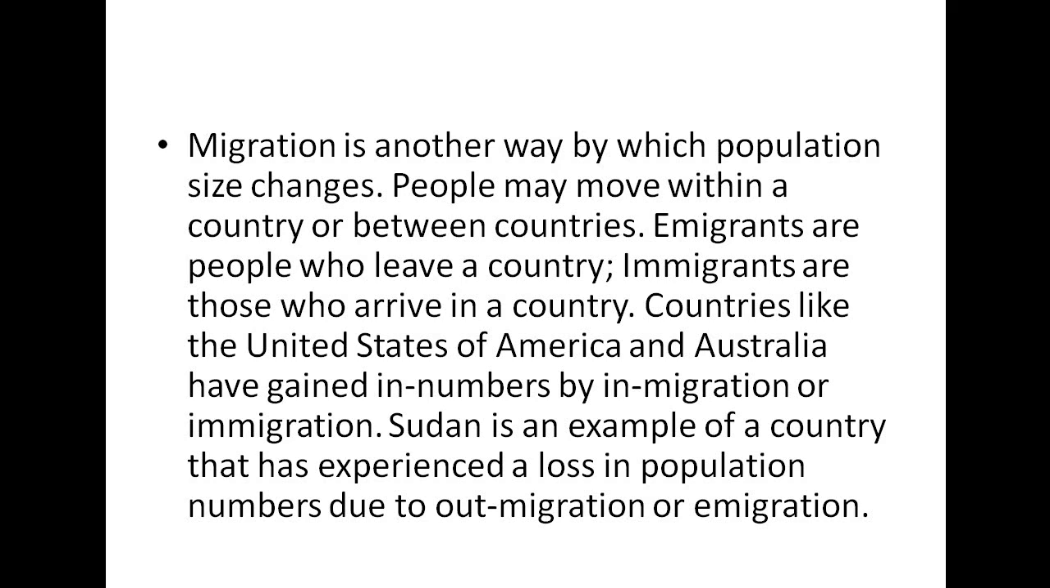Now, immigrants are those who arrive in a country. Immigrants are basically those who arrive from other countries into our country, so we call them immigrants. Countries like the United States of America and Australia have gained in numbers through immigration a lot. From our country especially, there are a lot of people who are settling in the USA and Australia, and they have gained a lot from our country in the number of immigrants.